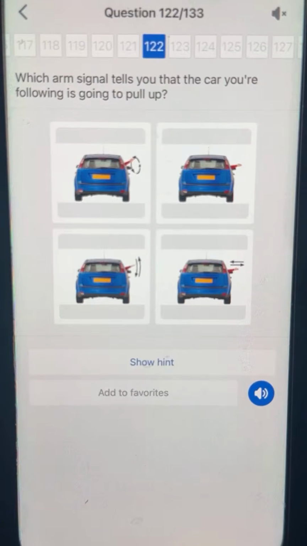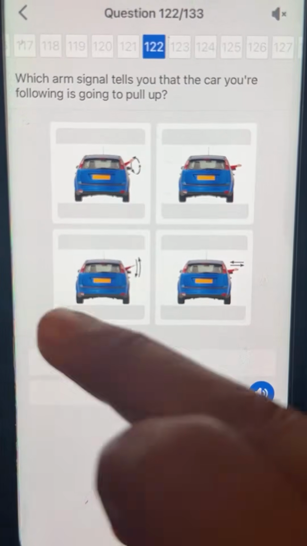Good. I guess it's clear now. A, he wants to turn left. B, he wants to turn right. C, he wants to slow down or pull up. D, just there to trick you. It doesn't exist. We have only 3 arm signals, guys. So C is the correct option.